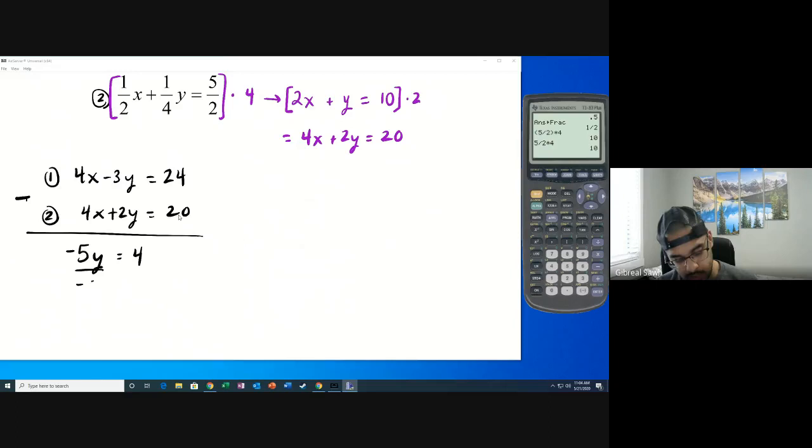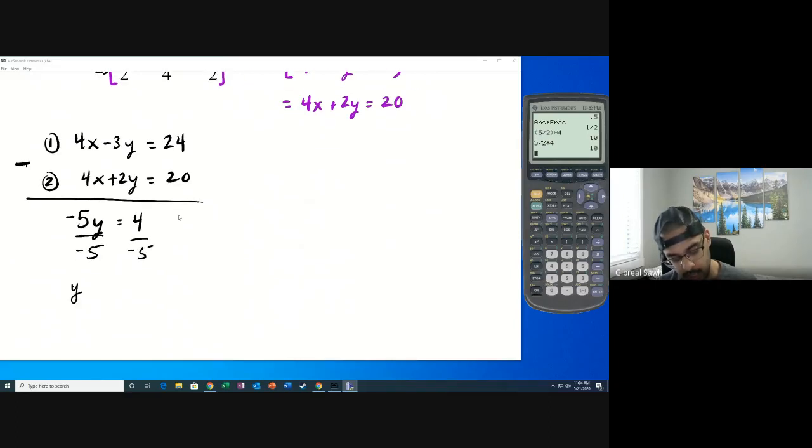Divide both sides by negative 5. And again, we have an answer that doesn't really look nice, but that's fine. Negative 4 over 5 is our y value. So now we've got to go get our x value.